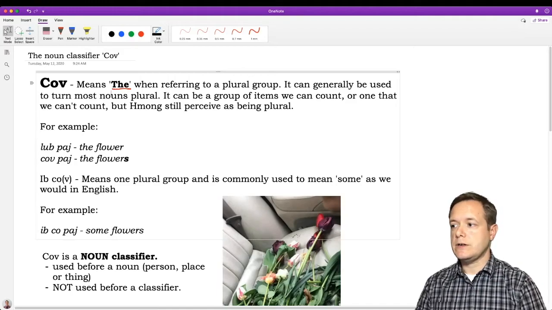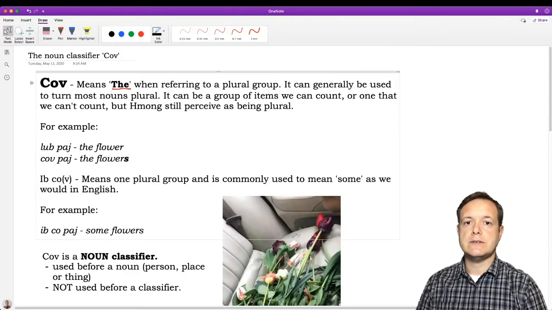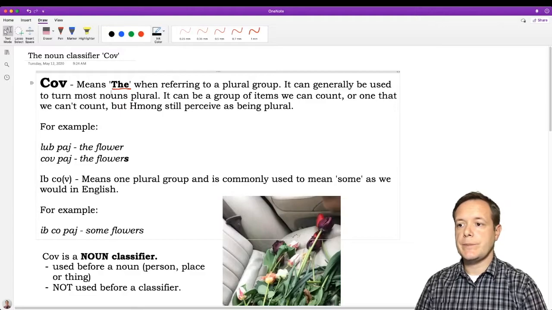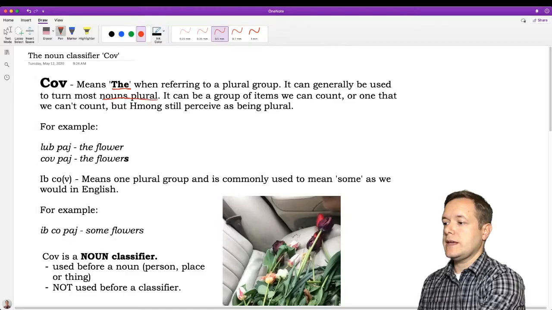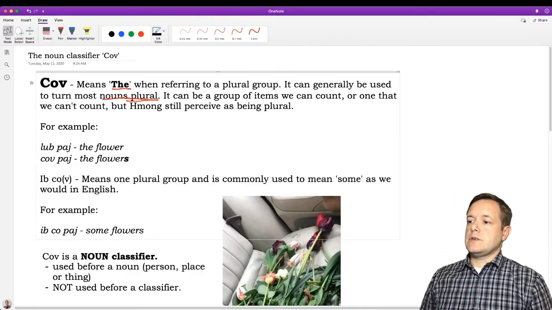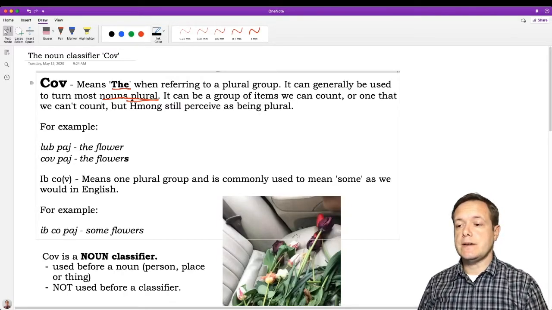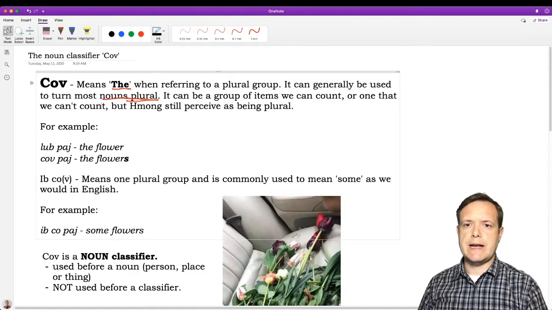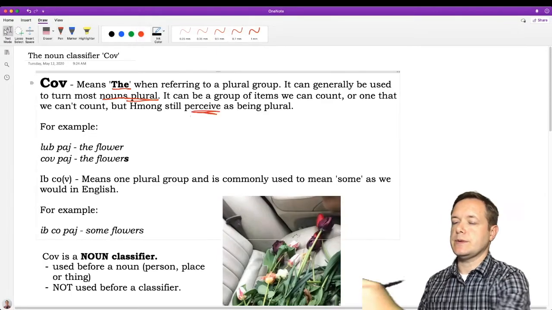Now, the word jaw refers to a plural group. So in that sense, jaw is kind of special because it has an extra underlying meaning of making something plural. It generally can be used with any noun to make it plural. So it can be used with groups of items that we can count. But it can also be used with groups that are more abstract, and we'll get into that a little bit later. But suffice it to say, things that can't be counted but Hmong still perceive as being plural.